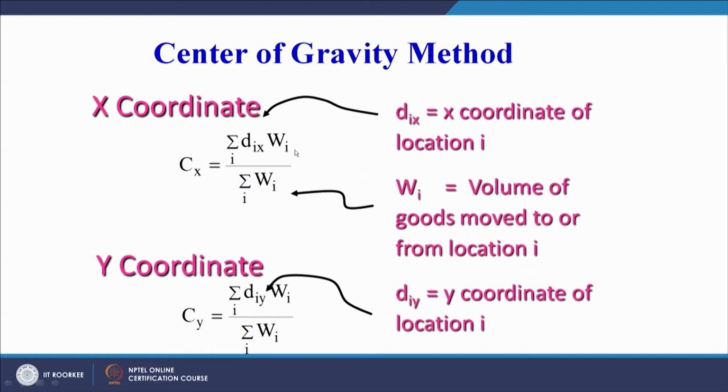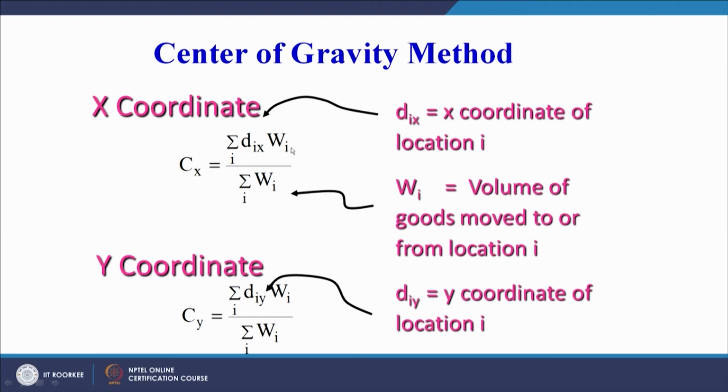In the numerator, we require the x coordinate of location I. Now, we can have 5 or 6 or 7 or 8 different locations. So, I can go from 1 to maybe 8. So, this is the x coordinate of location I. Similarly, Wi is the volume shipped that we have already seen.